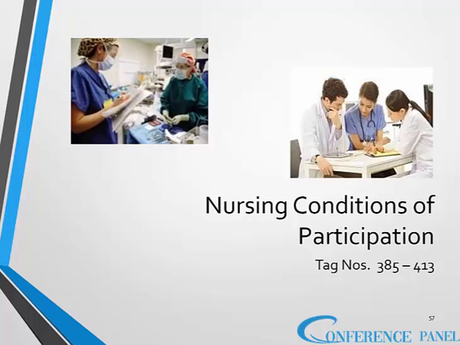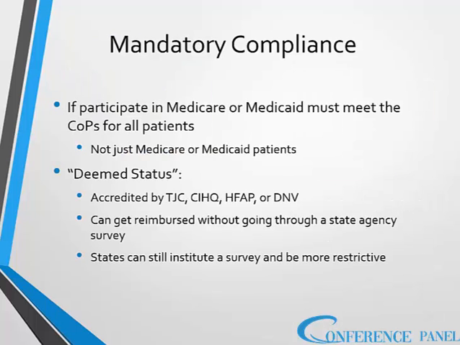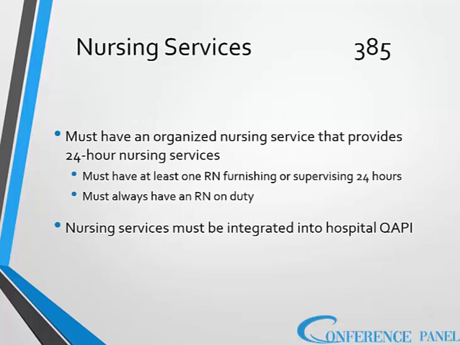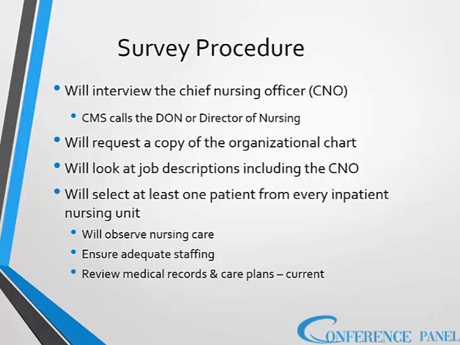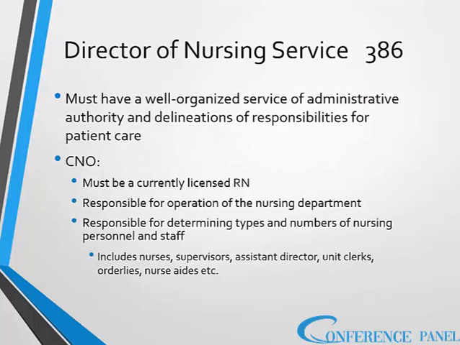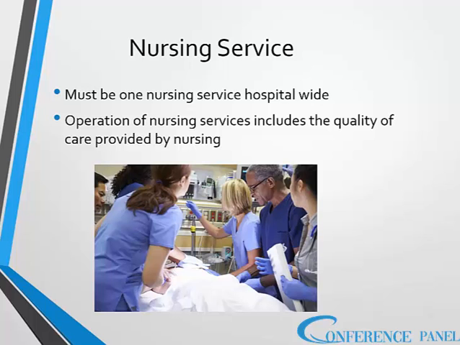Okay, let's move on to the conditions of participation. Overall, if you want Medicare and Medicaid funding, you have to meet all of the conditions for all patients, not simply Medicare and Medicaid. So overall nursing, I have the tag numbers in the upper right corner. The surveyor will talk to your chief nursing officer. As far as the director, there has to be a well-organized service for administrative authority, delineation of those responsibilities. There must be one nursing service hospital-wide.